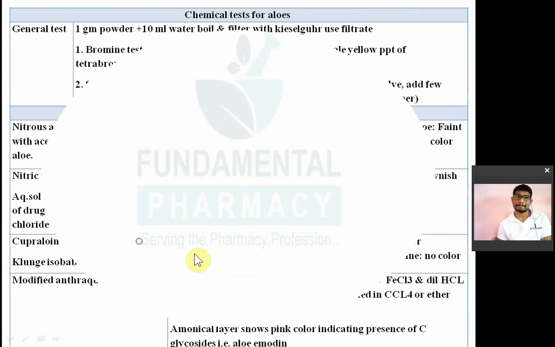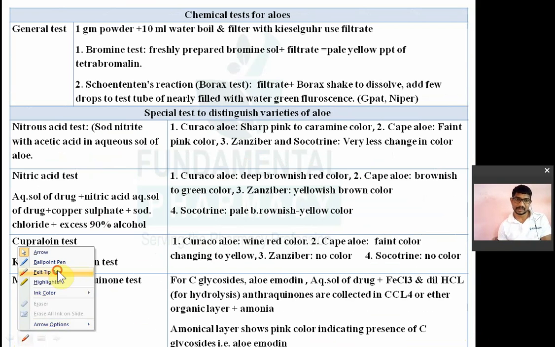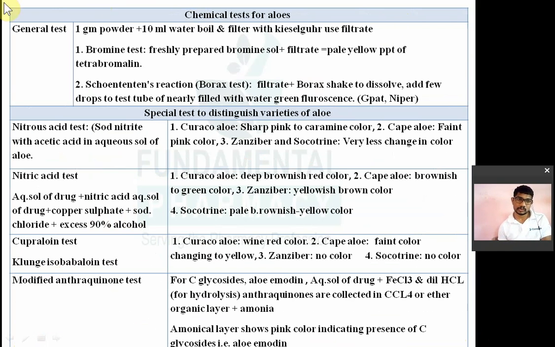Next one is your chemical test for aloe. There are different varieties of aloe and there are different chemical tests. First you have to use the general test, or you have to make a solution: a gram of powder, 10 ml of water, boil, and filter. Then you have to perform the bromine test. These tests are important. First one is the bromine test. Prepared bromine solution plus filtrate will give you yellow tetrabromaloin.